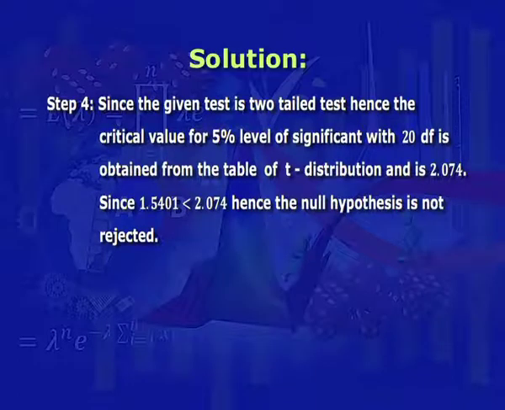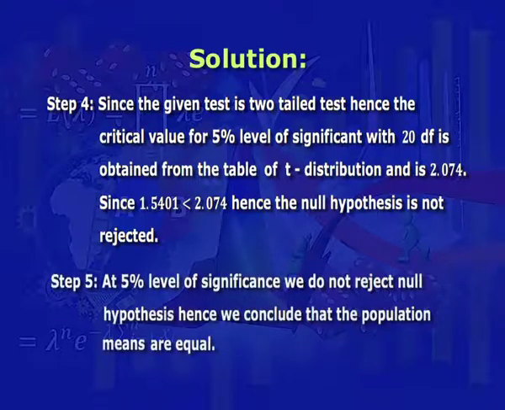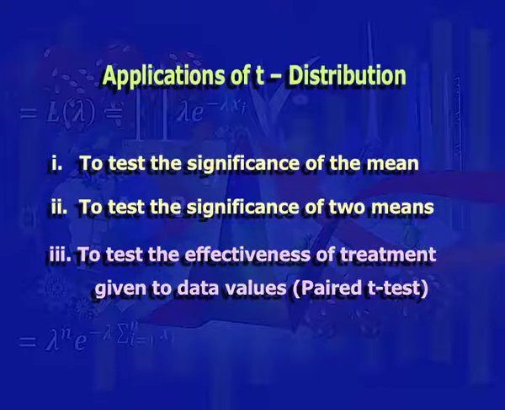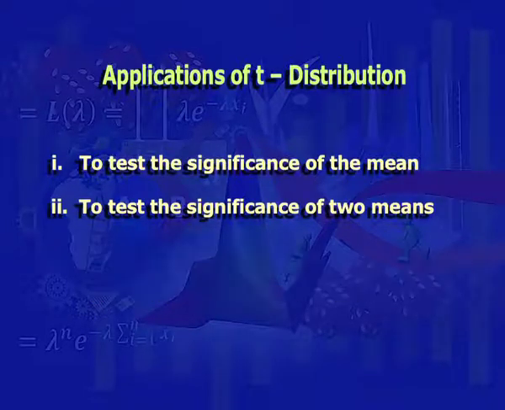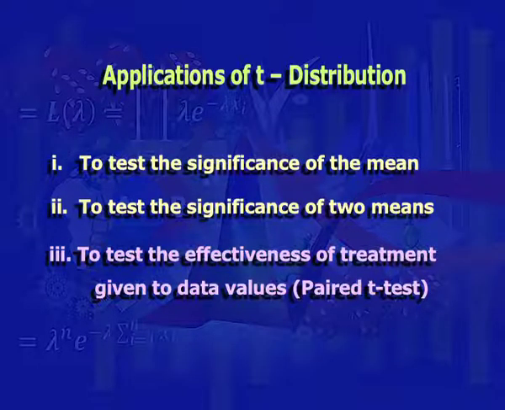Since the given test is a two-tailed test, the critical value for 5% level of significance with 20 degrees of freedom is obtained from the table of t distribution and is 2.074. Since 1.5401 is less than 2.074, the null hypothesis is not rejected. Step 5. At 5% level of significance, we do not reject the null hypothesis, hence we conclude that the population means are equal.